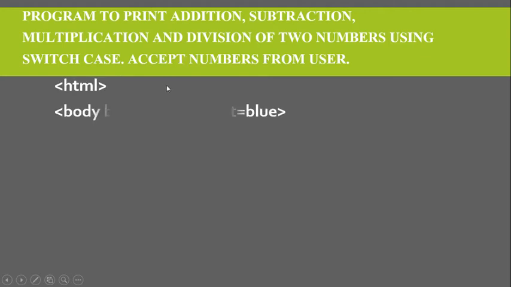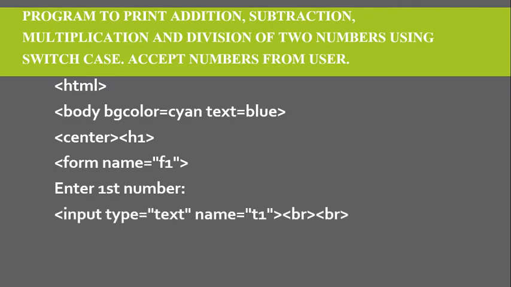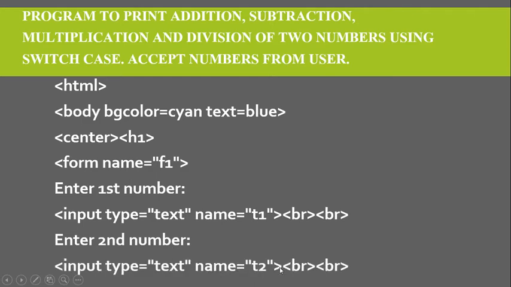Let's see the code. HTML, head, title, title close, head close, body, bgcolor cyan, text color blue. Then in center, then h1 tag. I have to give one form, name is equal to f1. Enter first number. After that it will display the text box. Text box means input type is equal to text, name is equal to t1. Then br. Enter second number, input type is equal to text, name is equal to t2, br. Clear?